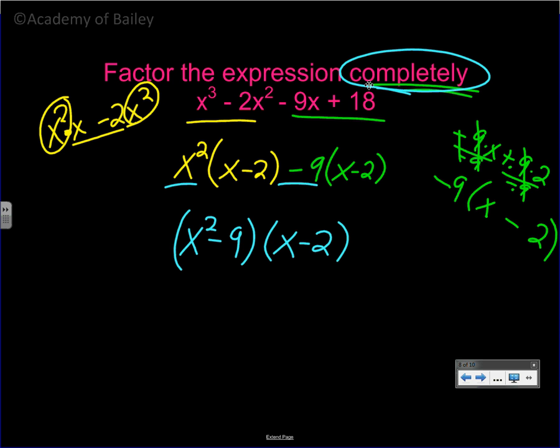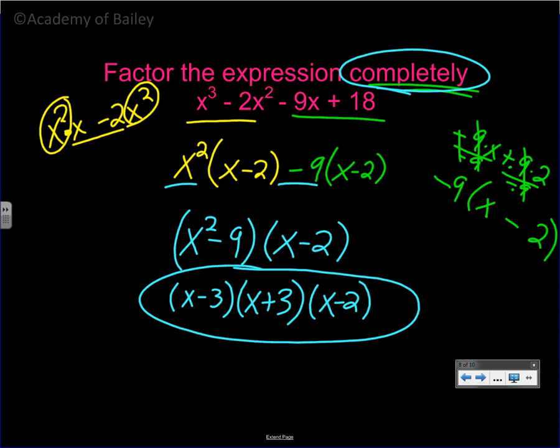So therefore, x squared minus 9 factors into x minus 3, x plus 3, and then, of course, x minus 2 at the very end. All those variable x's have a power of 1, so we know that they can't be factored anymore.